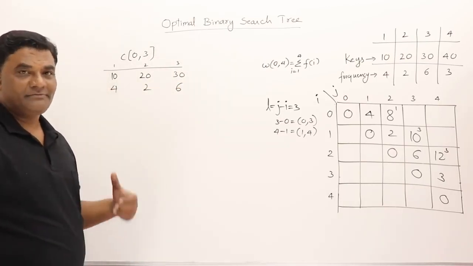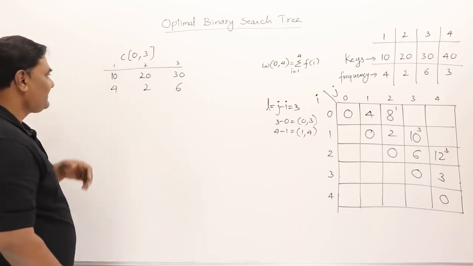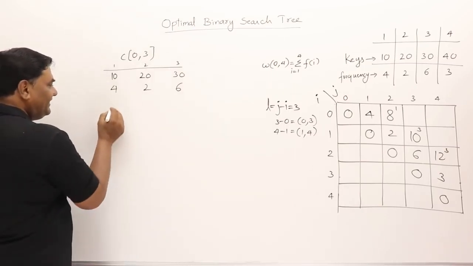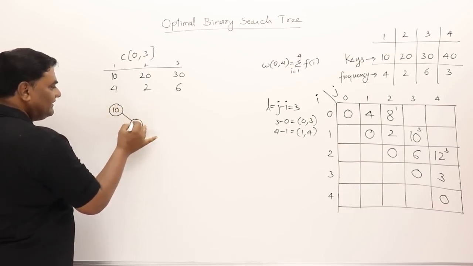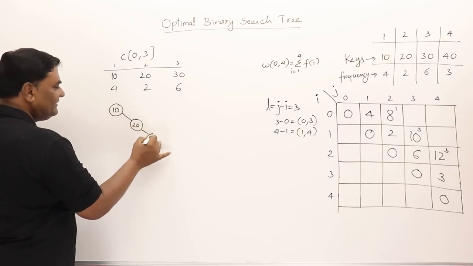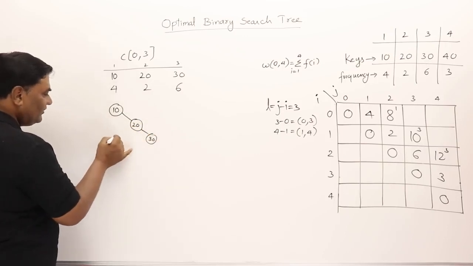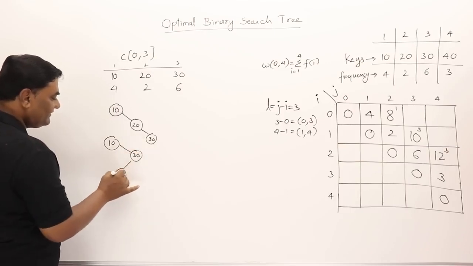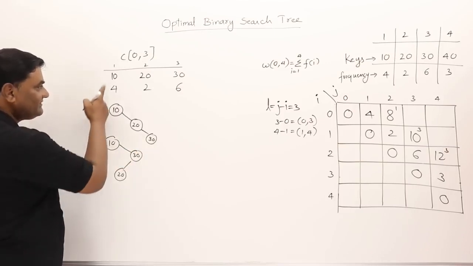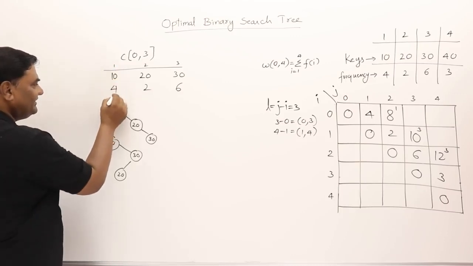Now what are the trees possible? With these 3, if I take 10 as a root, then on this side I can get 20 and 30. This is one possibility. Or 10 as a root, then 30 and 20. This is another possibility. Just 10 as a root. So 10 is 1 as a root, right?